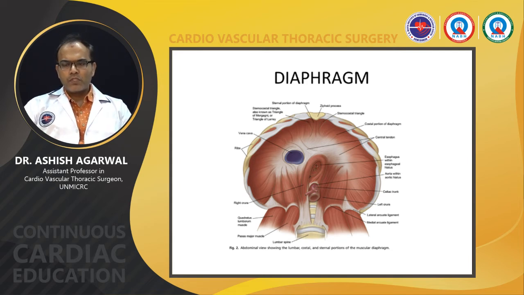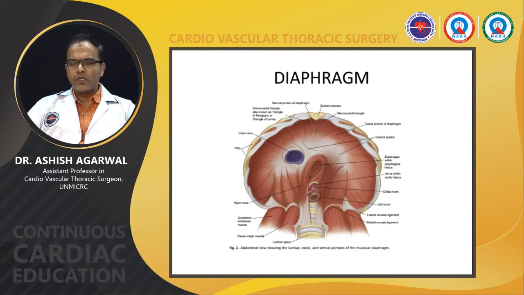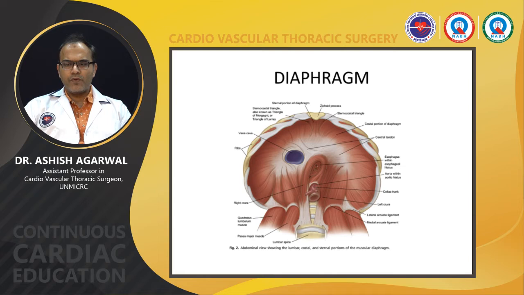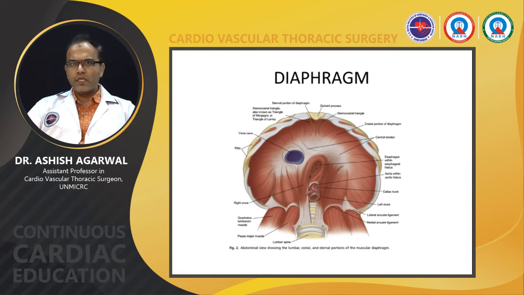The muscular part has three portions: sternal, costal and lumbar. The sternal portion is the smallest, which extends between the central tendon to the rectus sheath and xiphoid process. The costal portion is lateral to the sternal part on either side and attaches to the ribs, and the lumbar portion on either side of the vertebral column forms the right and left crura. The gap between the costal and the lumbar part is known as Bochdalek's gap.